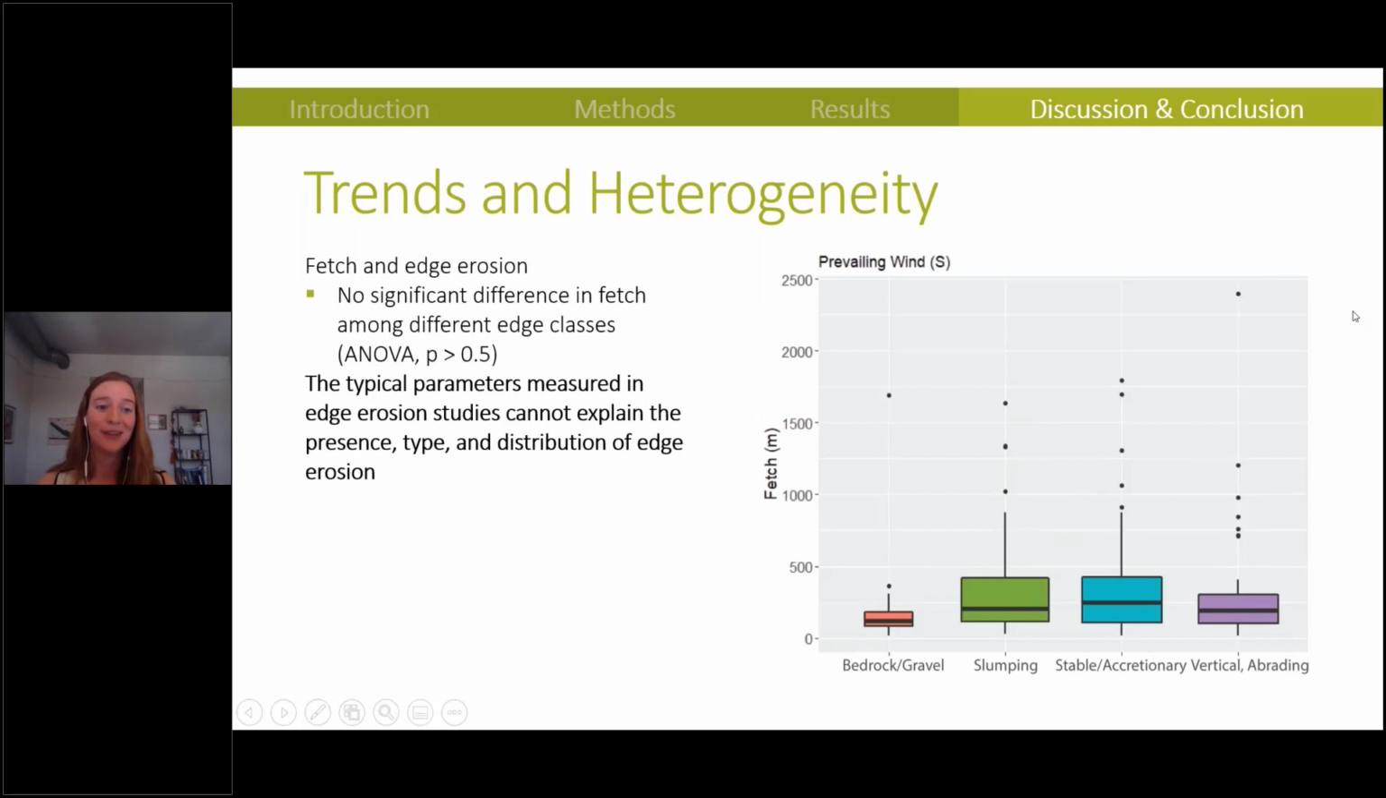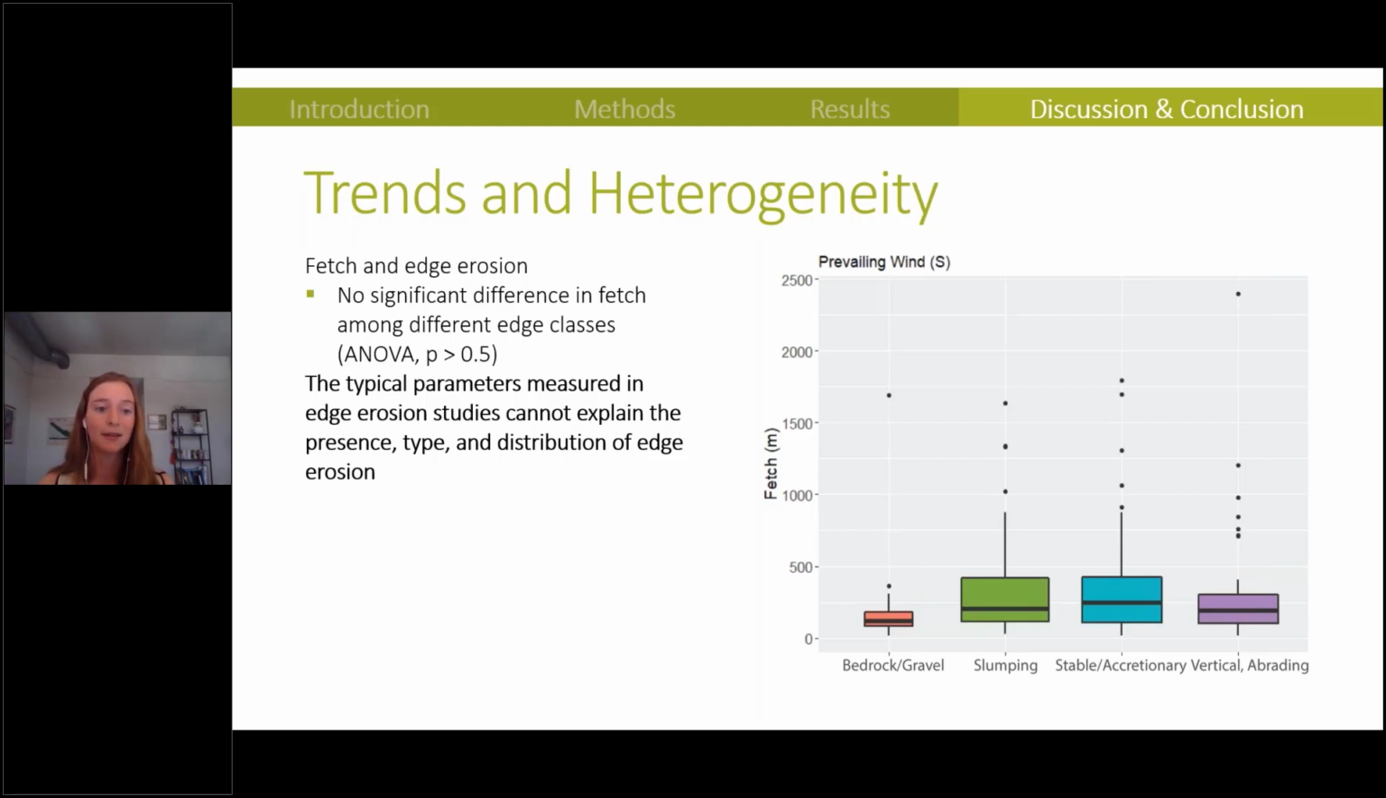And so same with fetch and edge erosion. We didn't see any significant difference in fetch among the different edge classes. As you can see in the panel here, the box and whisker plots really overlap. Fetch is the same in each type of edge that you see. So a slumping edge faces the same kind of fetch as a stable or accretionary edge. And if you remember the map of the edges that we made, you can see that there were no spatial trends really. So open water edges and really protected edges alike experienced the same type of erosion or lack of erosion.